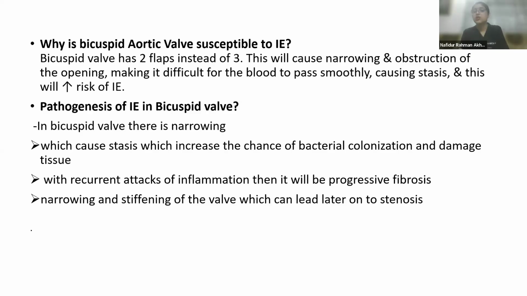In the station, you should read whether it is a bicuspid stain or tricuspid stain. Always answer according to the stain. Here they were saying bicuspid. So in bicuspid, same thing. There will be narrowing, so there will be stasis, bacterial colonization, and damaging of the tissues. For these recurrent attacks, there will be inflammation that will cause progressive fibrosis, and this fibrosis will later cause narrowing and stiffening of the valve, that will cause the stenosis. When you say those words, they will just tick it in their checklist.